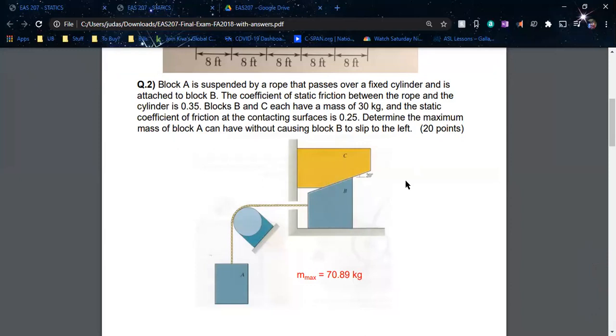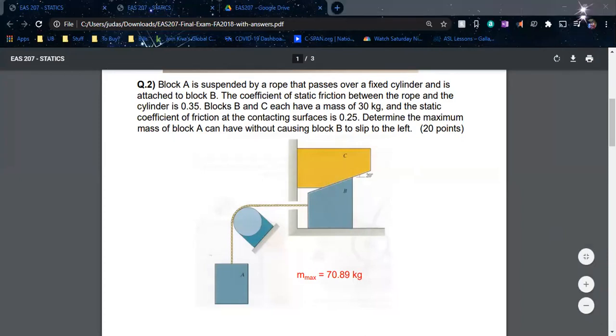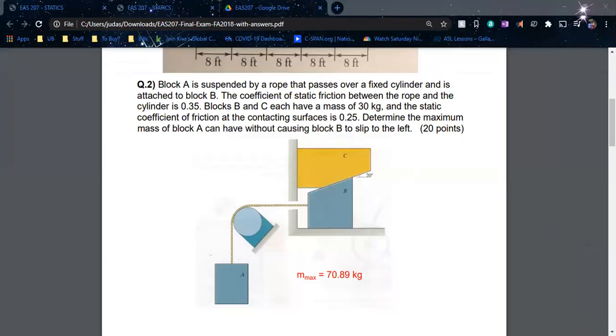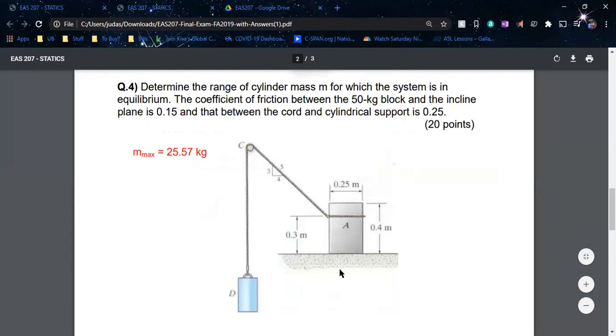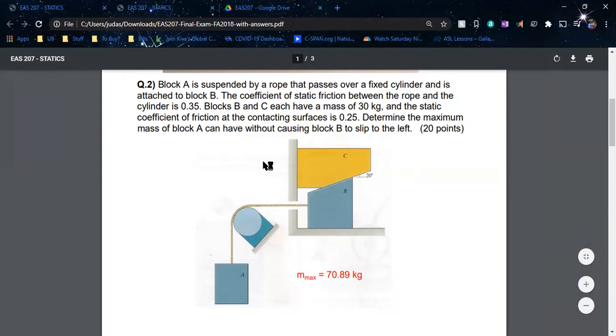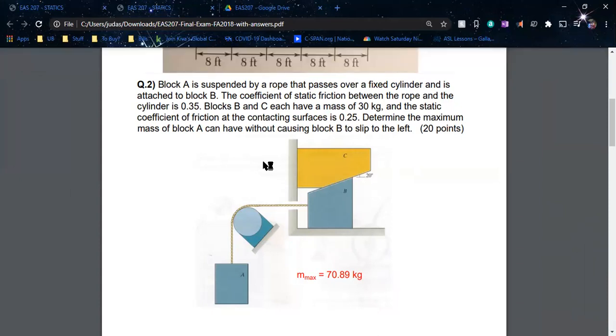Okay, so for this video, I'm going to be talking about the friction, cylinders, pulley, wedge videos, and I'm also going to talk about tipping and slipping problems because they're all kind of related. And what I mean by that is this question 2 on the 2018 final and this question 4 on the 2019 final. I'm going to actually do this question on the 2018 final, and then I'm just going to talk about the other question on the 2019 final.